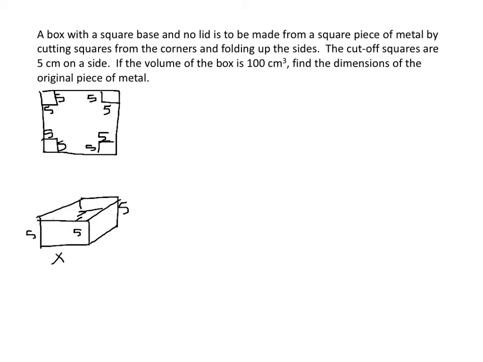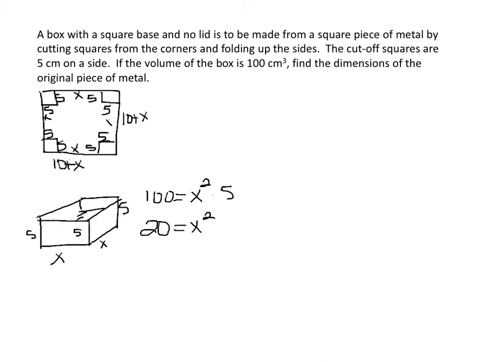And so this dimension here is x, because we don't know what it is. That actually shows up here in the middle. These are all x. So our whole length is 5 plus x plus 5. So that becomes 10 plus x. And then this distance is 5 plus x plus 5. So that's also 10 plus x. Now, we're told that the volume is 100 cubic centimeters. So length times width times height is 100. So length is x, width is x, height is 5. So 5x squared is equal to 100. This is actually a pretty simple problem now. 100 divided by 5 is 20.